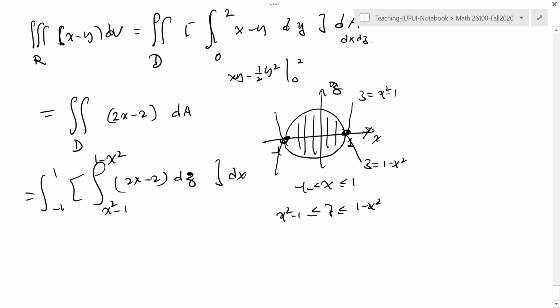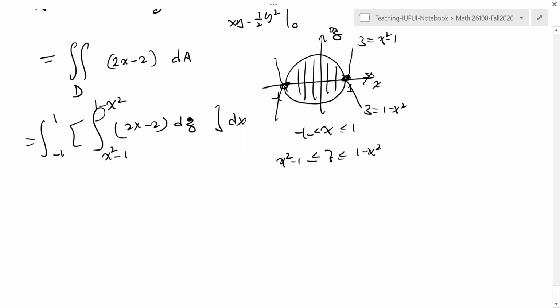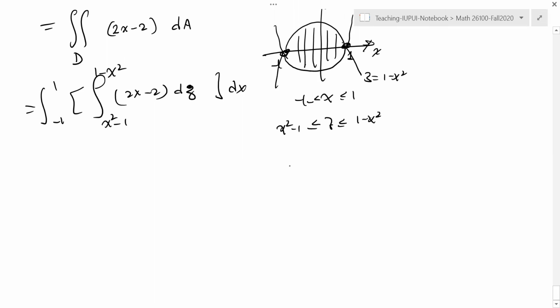You know how to evaluate this integral step by step, and you get a polynomial in x. So that's one way to do it. Another way to do it: let's go back to the picture.